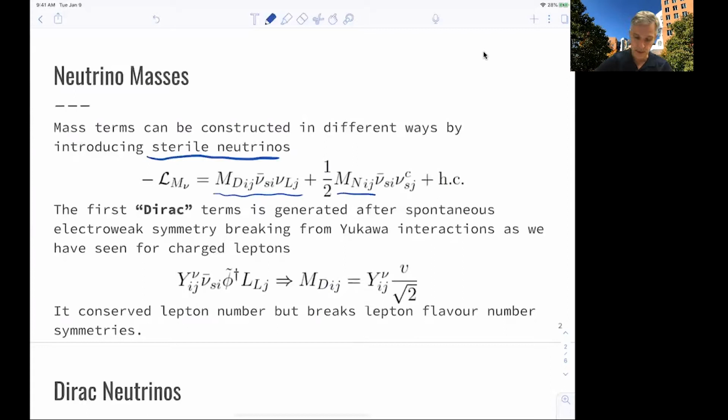The second way, the second mechanism, is using Majorana particles, particles which are their own antiparticles. And we'll look at how this is being implemented. So again, the first, the Dirac term, is generated after electroweak symmetry breaking from Yukawa interactions. We have seen the very same thing for our charged leptons. What we see here is that the lepton number is conserved. Before and after the interaction, we have the same number of leptons, but the lepton flavor is not conserved in this interaction. So we can rewrite this.